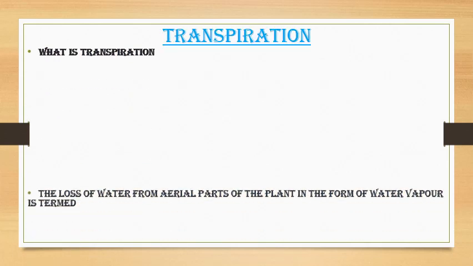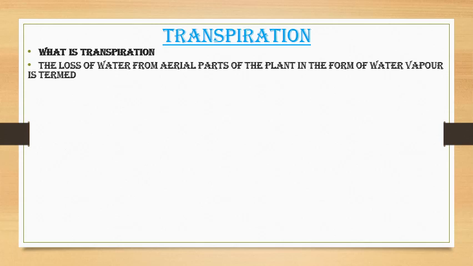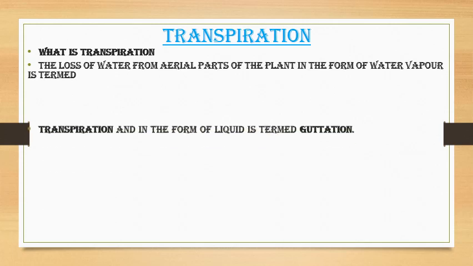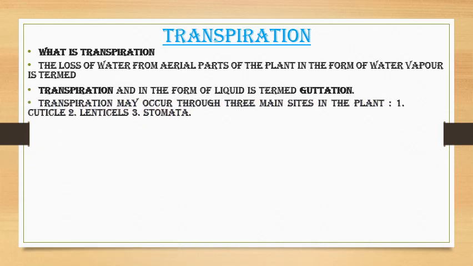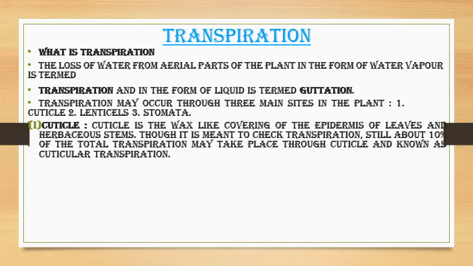Transpiration. What is transpiration? The loss of water from aerial parts of the plant in the form of water vapor is termed transpiration, and in the form of liquid is termed guttation. Transpiration may occur through three main sites in the plant: cuticle, lenticels, and stomata. Cuticle is the wax-like covering of the epidermis of leaves and herbaceous stems.